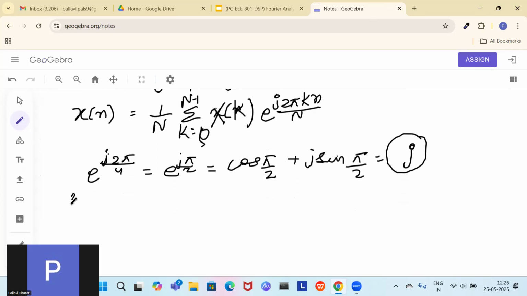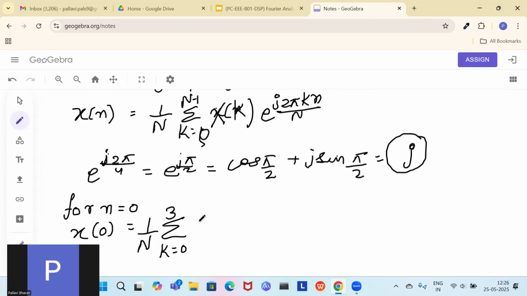First, for small n is equal to 0. That means x of 0. Now 1 by N, k is going to range from 0 to capital N minus 1. Capital N is 4, so it is going till 3. X of k, now here it is going to be e to the power j 2 pi by capital N into k into small n. Now small n is 0 for us.